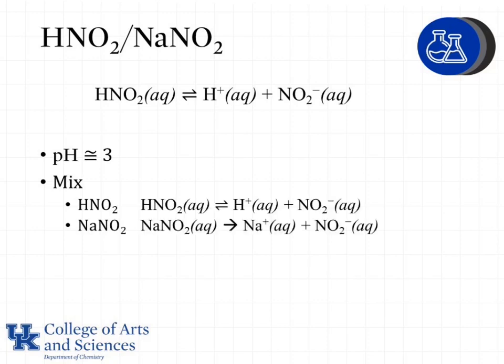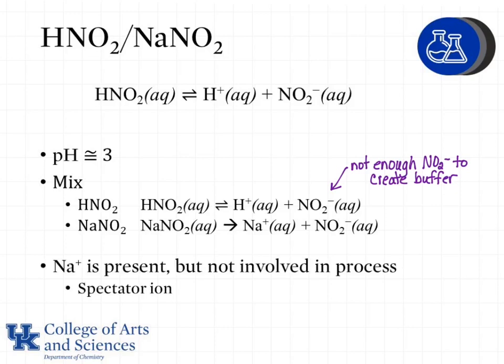Note that HNO2 is a weak acid which partially dissociates, forming H+ and NO2-. NaNO2 is an ionic compound, so it's a strong electrolyte and completely dissociates into Na+ and NO2-. The amount of NO2- produced from the dissociation of HNO2 is not enough to create the buffer solution, and this is why we have to add the NaNO2. Note that the Na+ will be present in the solution, but it's not actually involved in the buffering process, and so we treat this as a spectator ion.